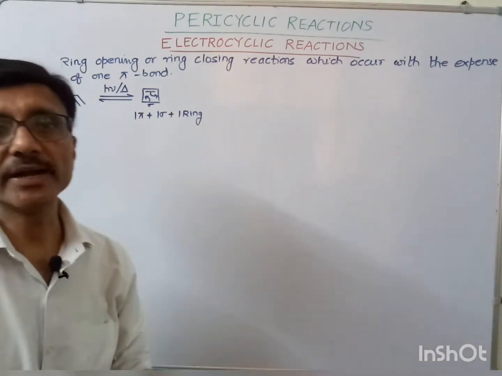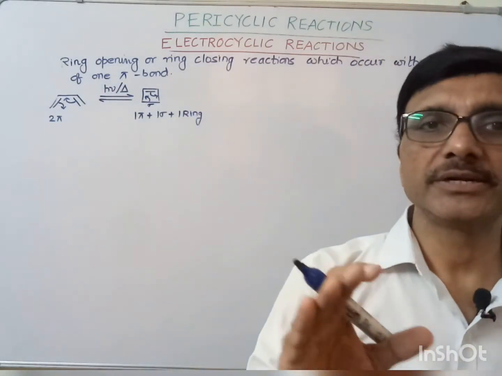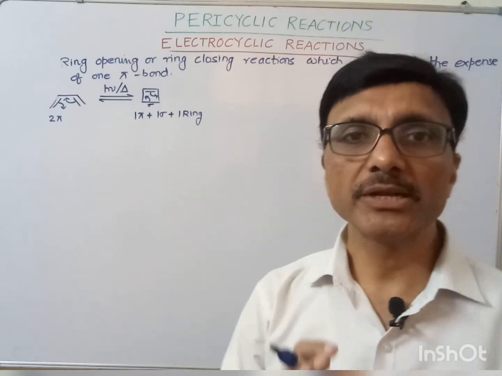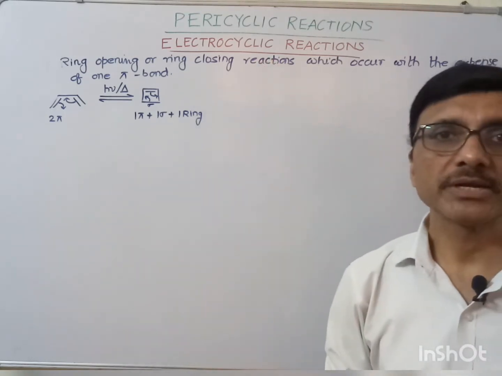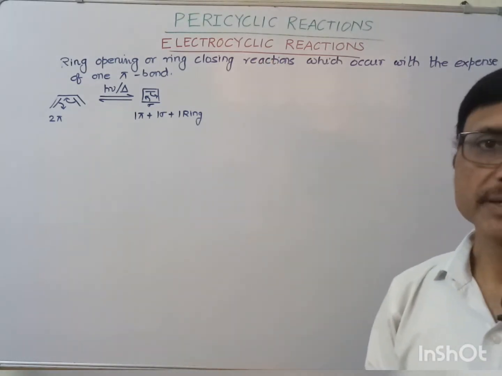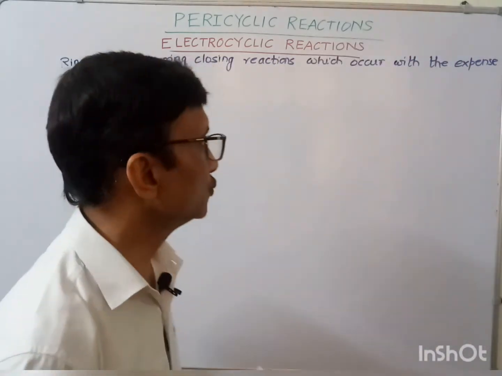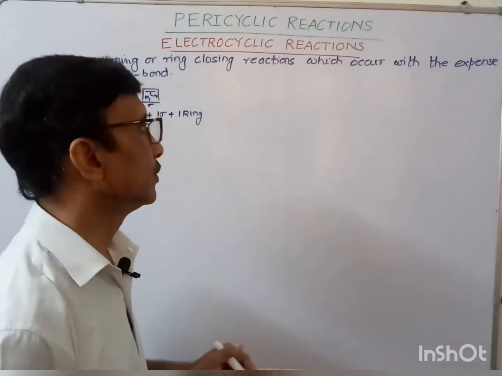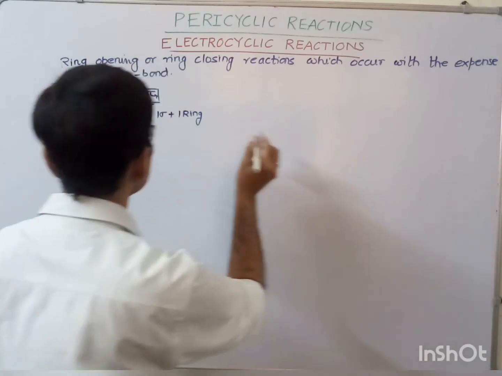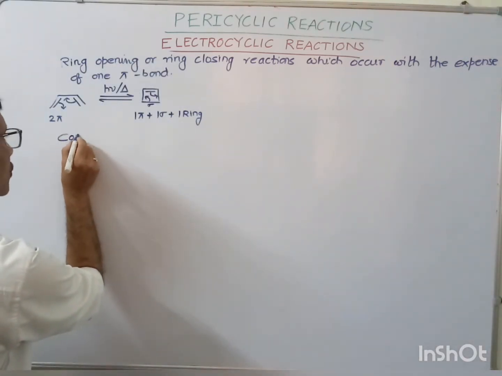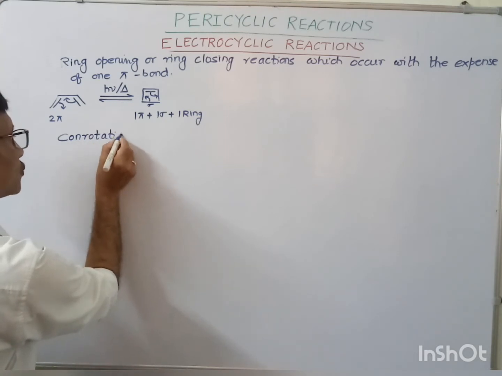How can we get the selection rule for the electrocyclic reaction? Before discussing the details of electrocyclic reactions, I should tell you two terms which come in electrocyclic reactions. One is called conrotation and another is called disrotation. These two terms are very important, and you should try to understand them. So one term is conrotation of the orbitals. What is this conrotation?